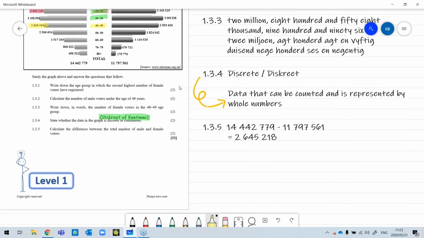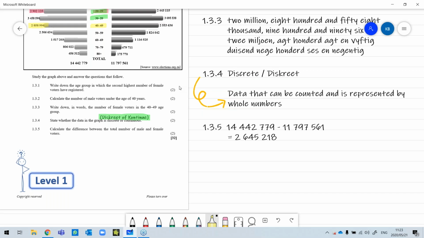Then question 1.3.4, state whether the data in the graph is discrete or continuous. Now the data in the graph is considered to be discrete due to the fact that the data can be represented in whole numbers. Okay, you cannot divide a human into quarters and halves, therefore discrete value or discrete data.